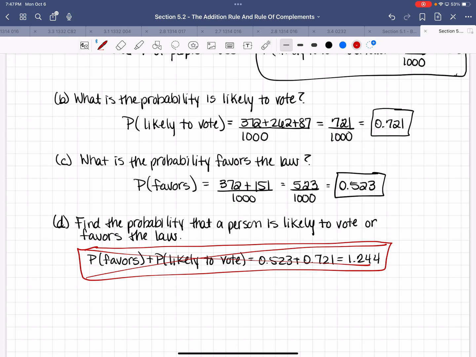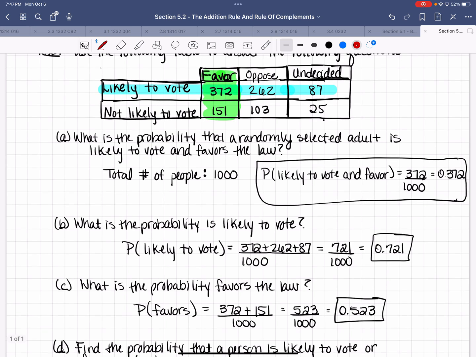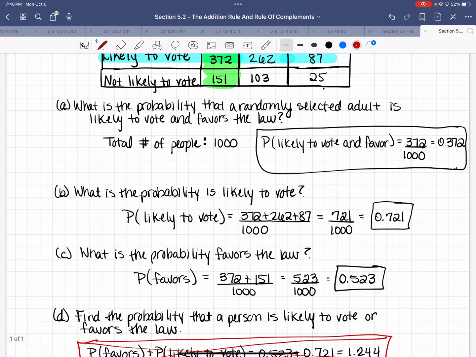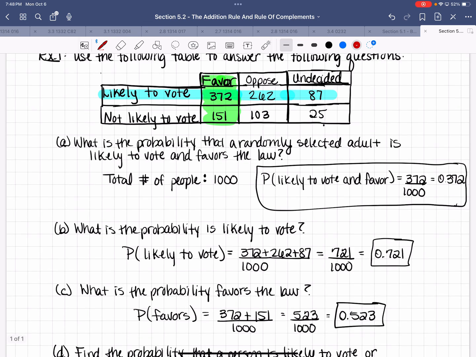Why? What happened there that we got a probability over 1? We did what they said. We took the probability of favors. What did we do with the probability of favors? We said 372 plus 151, right? And then what did we do with likely to vote? We said 372, 262, and 87. So what's the problem there? We use these two for favors. We use these three for likely to vote. What did I do wrong?